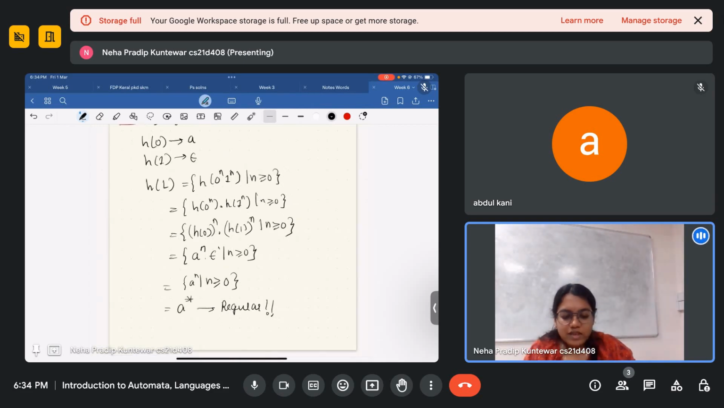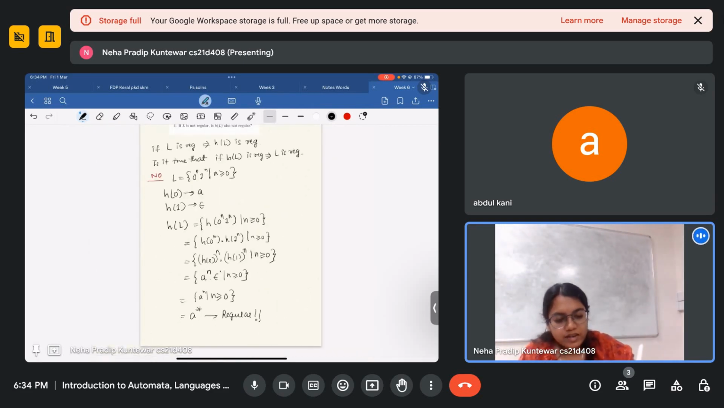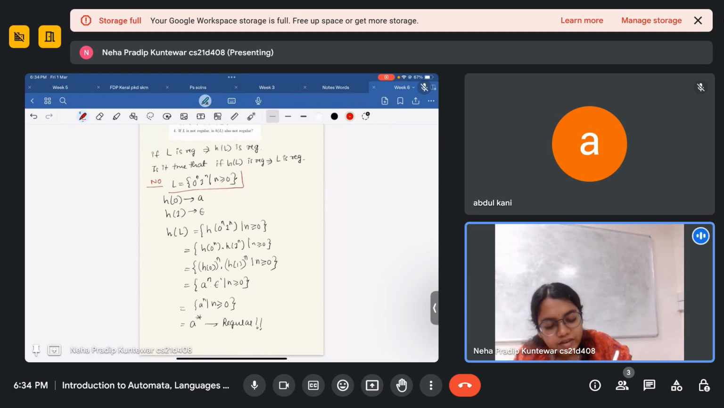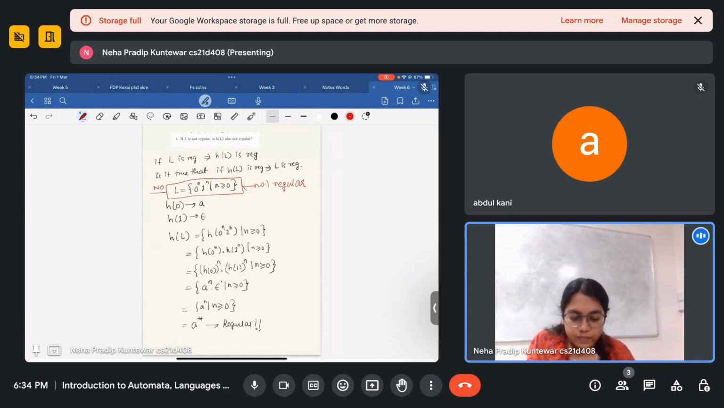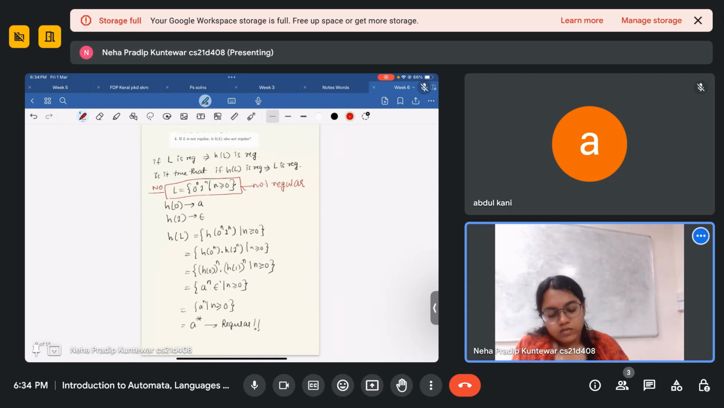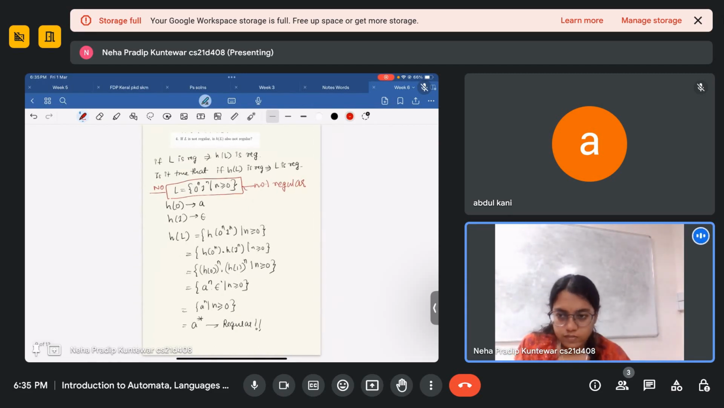So here is an example of a language L where L is not regular, but h of L is regular. So yeah, it is not necessarily true that if a language is not regular, then h of L must be non-regular. Are there any questions about this?